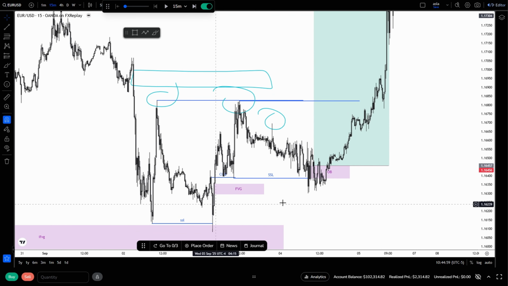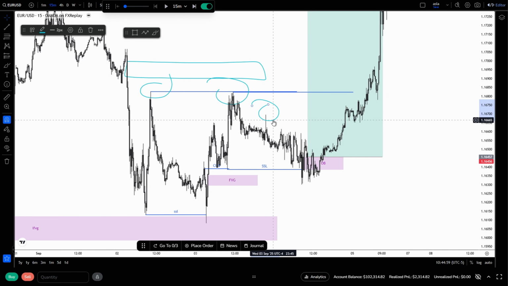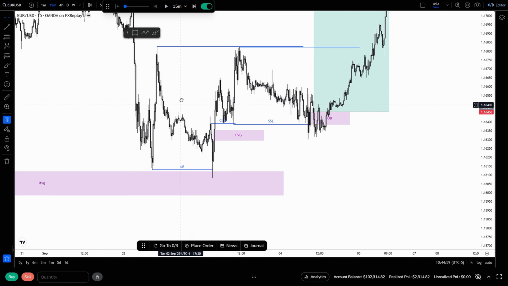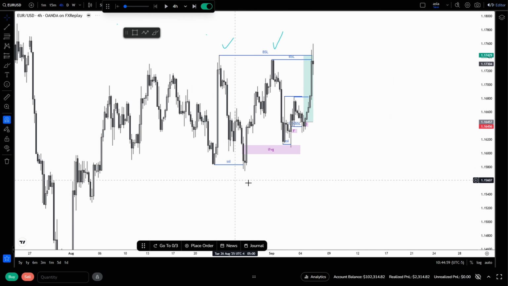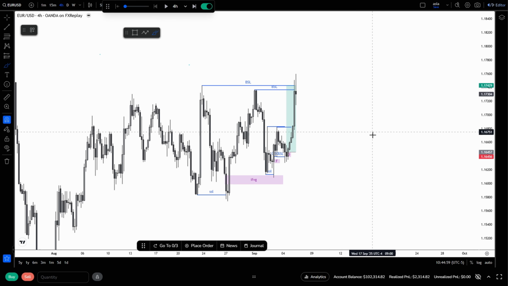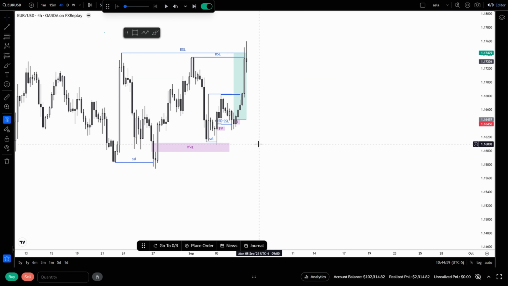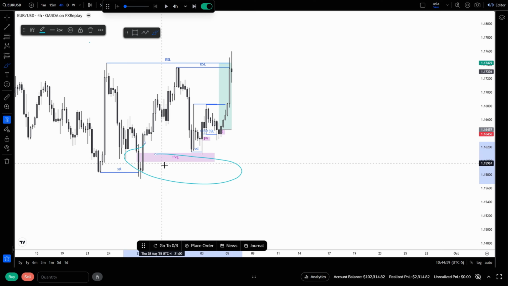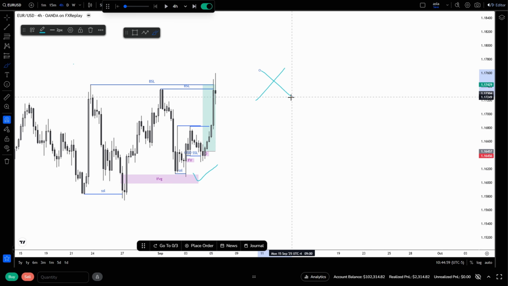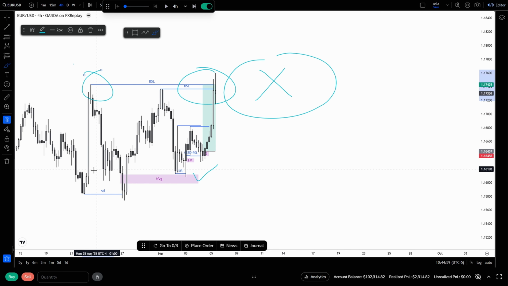So now this is where validation and invalidation of PD arrays actually help you understand your draw on liquidity. A lot of traders think draw on liquidity is just about marking a high or a low and waiting for price to reach there, but that's not how it really works. The draw on liquidity is something that gets confirmed or denied as price interacts with PD arrays. When price respects a PD array, that PD array is getting validated. When price disrespects or displaces through a PD array, that PD array is getting invalidated. And this information alone tells you a lot about where the market is actually trying to go.